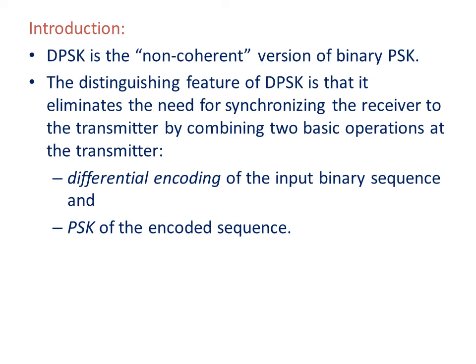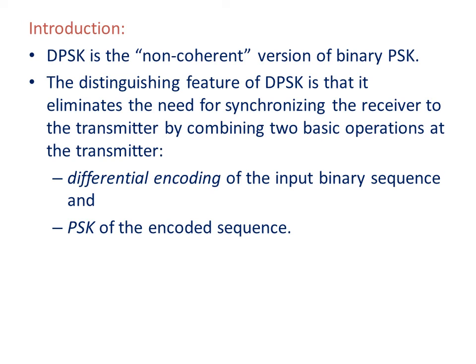The second point is the distinguishing feature of DPSK: it eliminates the need for synchronizing the receiver to the transmitter by combining two basic operations at the transmitter. That is, the DPSK system eliminates the synchronization mechanism required between transmitter and receiver by adopting two operations at the transmitter. The first one is differential encoding of the input binary sequence. That means before performing the actual modulation, that is DPSK or PSK modulation, the data is encoded.